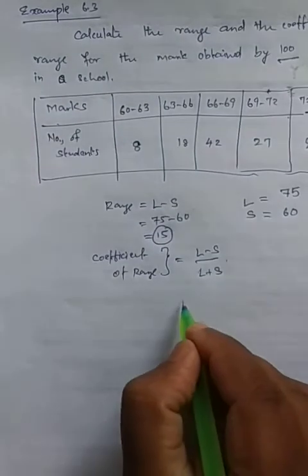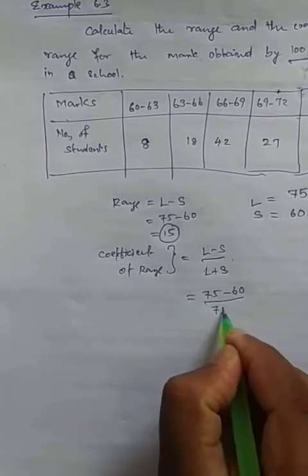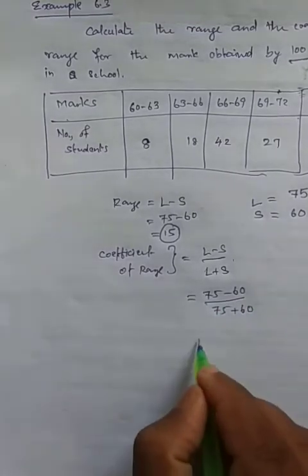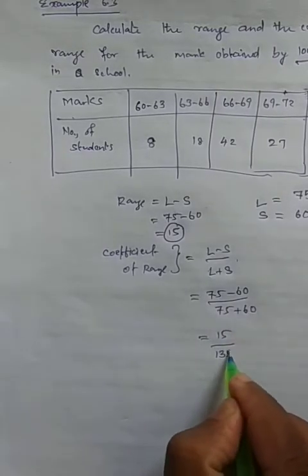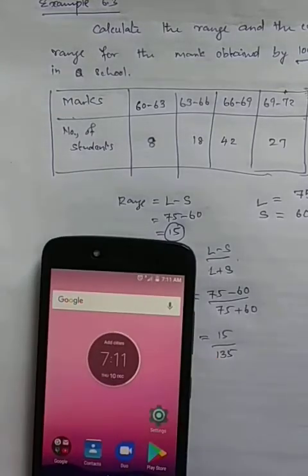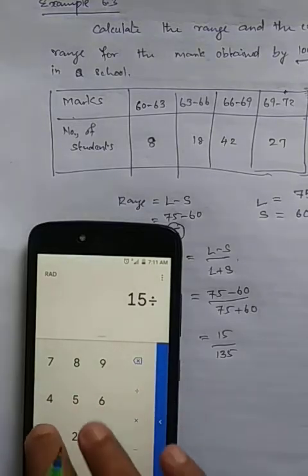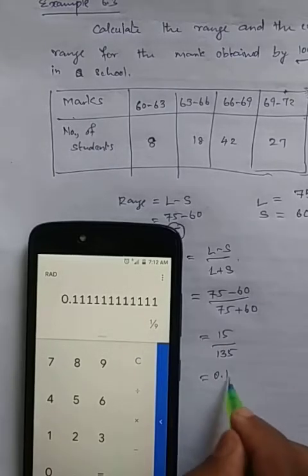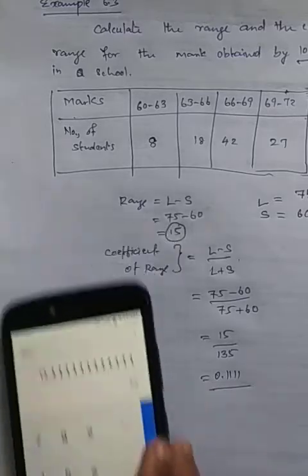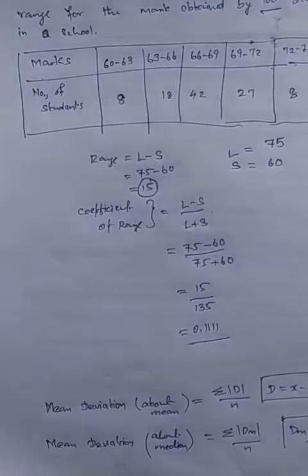Same thing here. What will come here? 75 minus 60 divided by 75 plus 60. As we know, 75 minus 60 is 15, and 75 plus 60 is 135. So now we can use the calculator for understanding. 15 divided by 135, if you do that, what you are getting is 0.1111. Write 4 digits, that is enough for this one. So in this way we can calculate the range for this type of data. It's continuous data also, we can find it here.